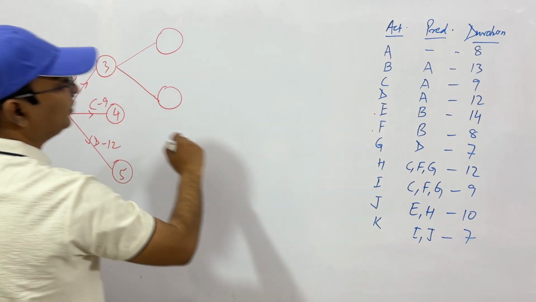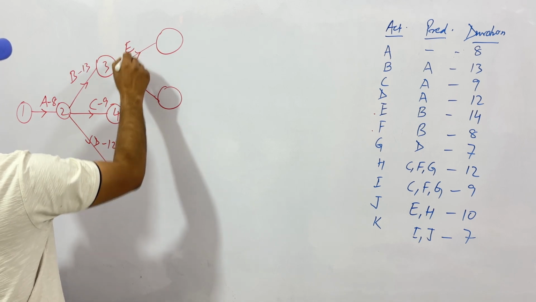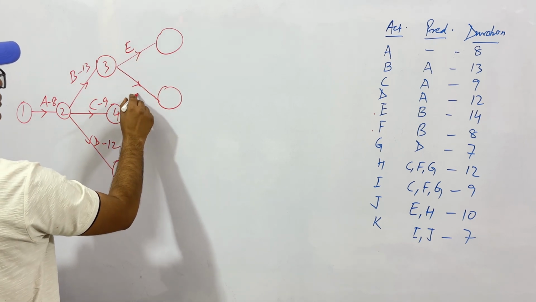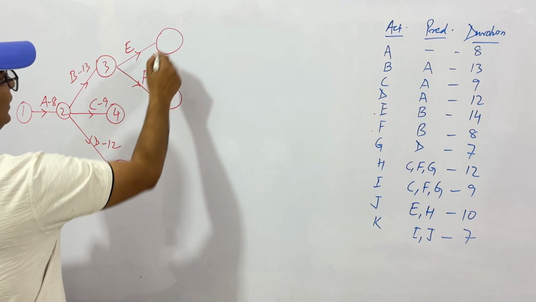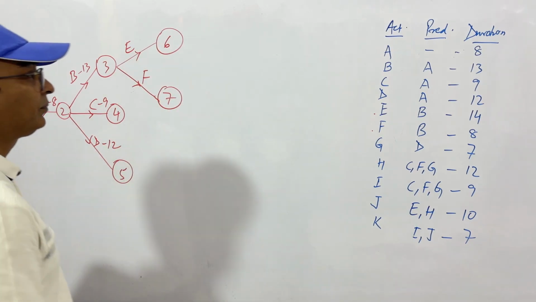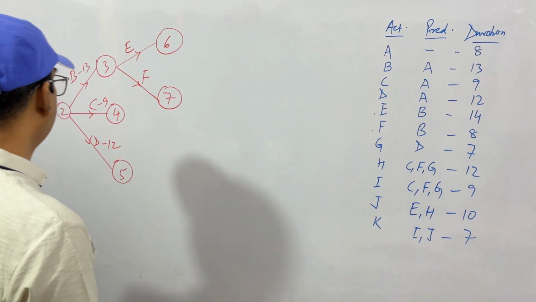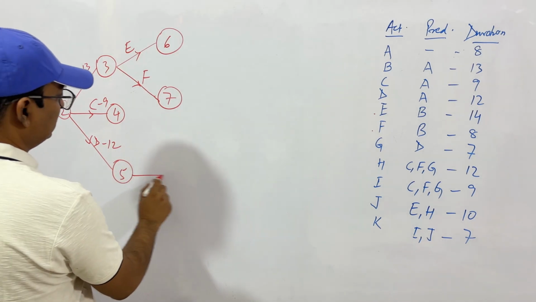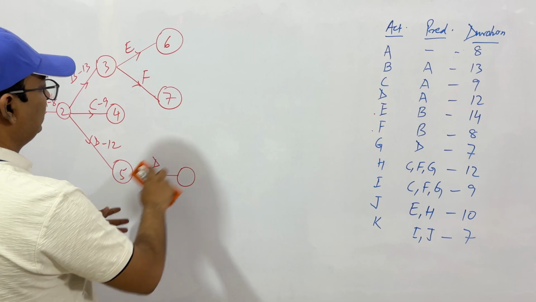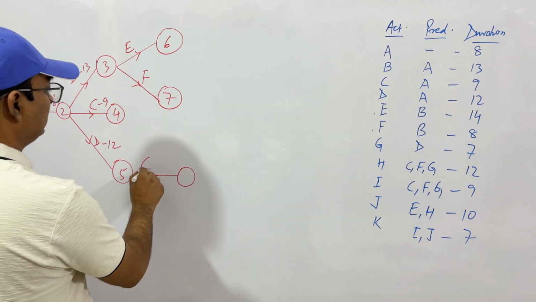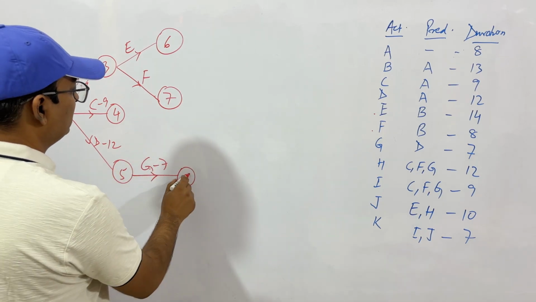E and F after B. So let it be E. Let this be F. 5, so 6 and 7. Then we have G after D. So we have G after this. So G is 7. It takes 7 days.